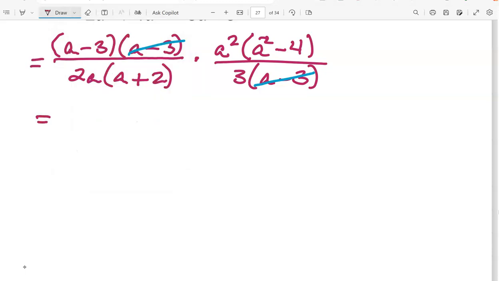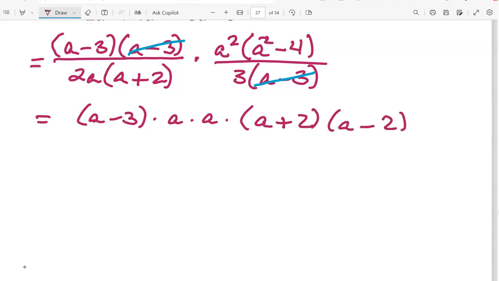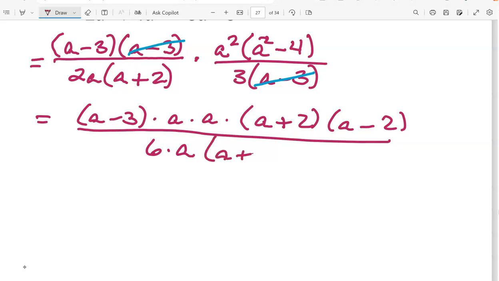So the factors that remain are a minus 3 and the a squared in the numerator, which is really a times a, and then the factor of a squared minus 4 factors to a plus 2 times a minus 2. Downstairs, we have 2 times 3, which is 6, times a plus 2.